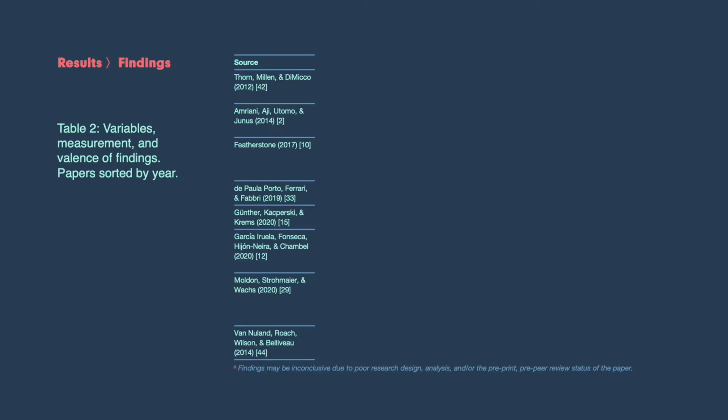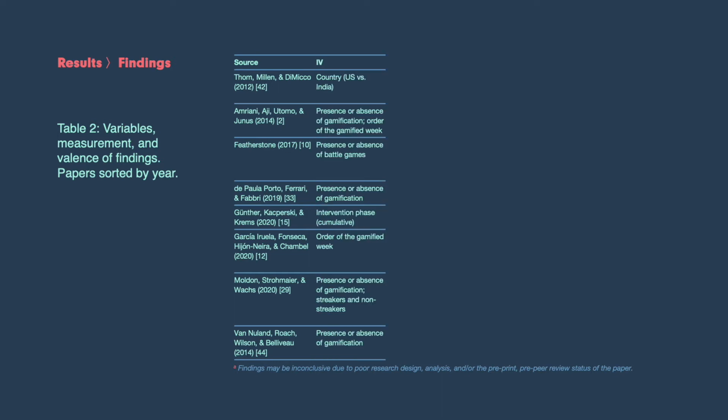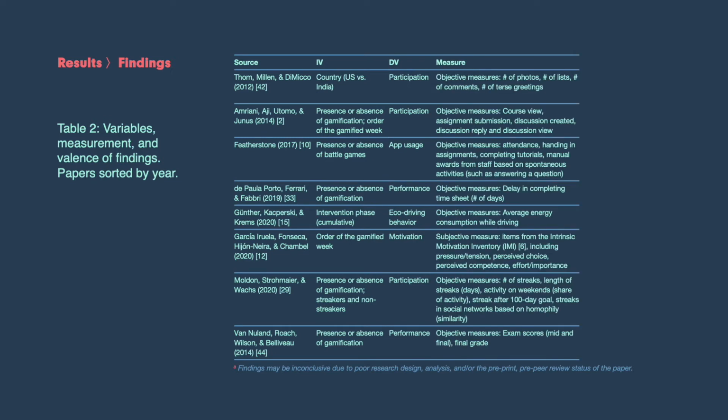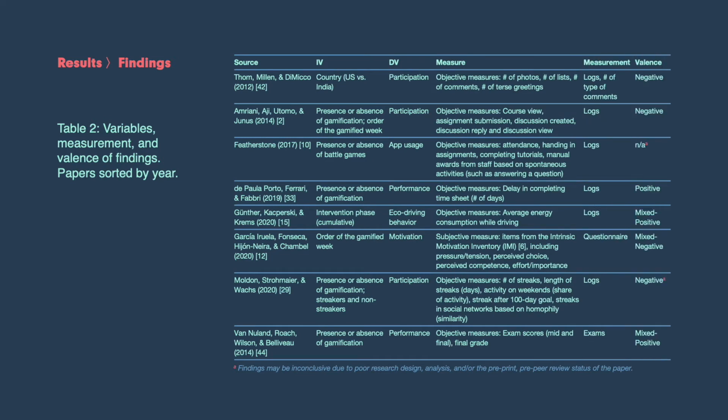Table 2 shows the variables, measurement, and valence of findings. Most studies reported mixed or negative effects. For example, De Paula-Porto et al. found that even though gamification initially increased the speed of timesheet entry, speeds dropped by over half after removal. In contrast, Van Nieuwland et al. found that exam scores and course grades remained high even after gamification removal.